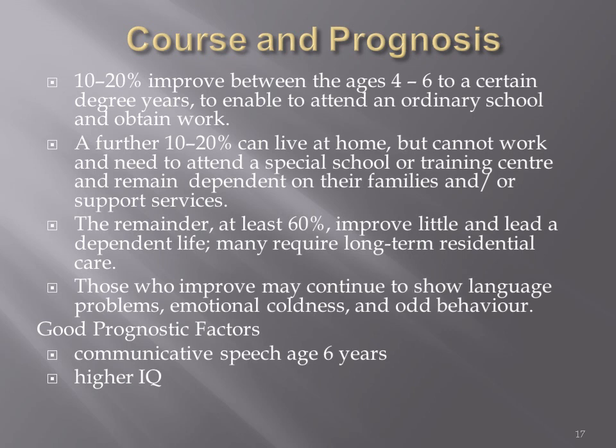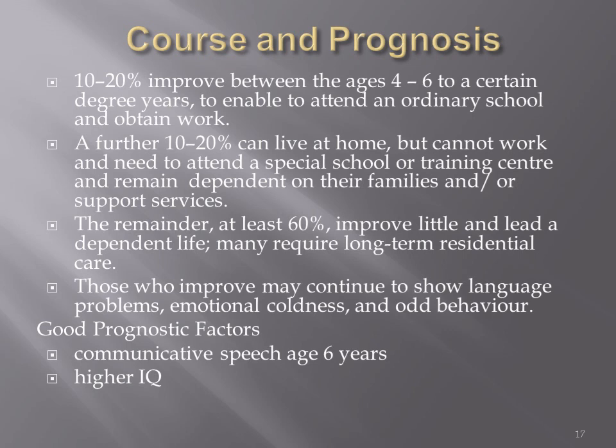Now we are still on the autistic spectrum disorders, and the course and prognosis of autistic spectrum disorder. So 10 to 20% of children improve between the ages of 4 to 6 to a certain degree, enabling them to attend an ordinary school and obtain work. A further 10 to 20% can live at home but cannot work and need to attend a special school or training center and remain dependent on their families or support services. The remainder, at least 60%, improve very little and lead a dependent life, and many require long term residential care.